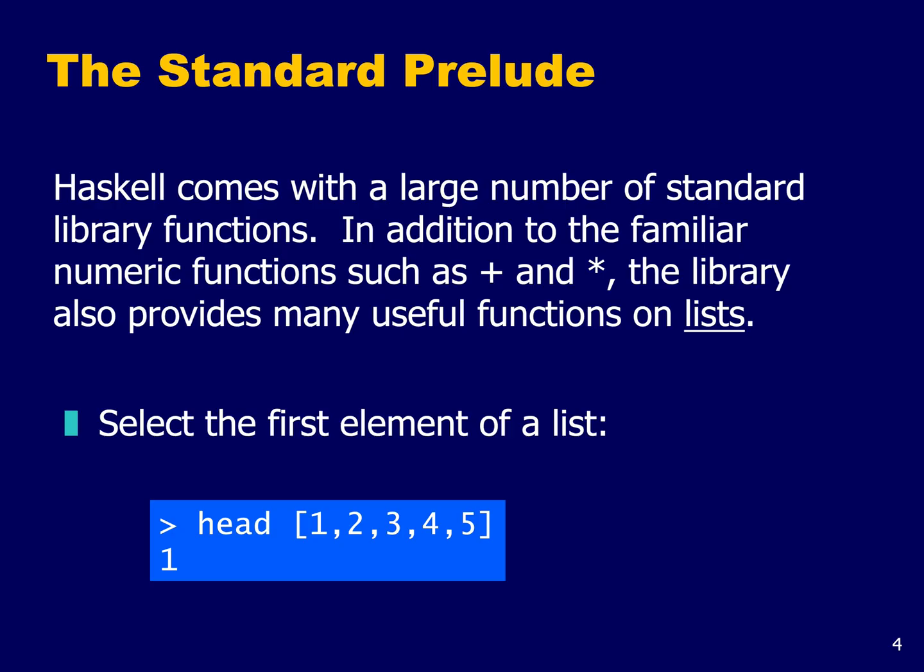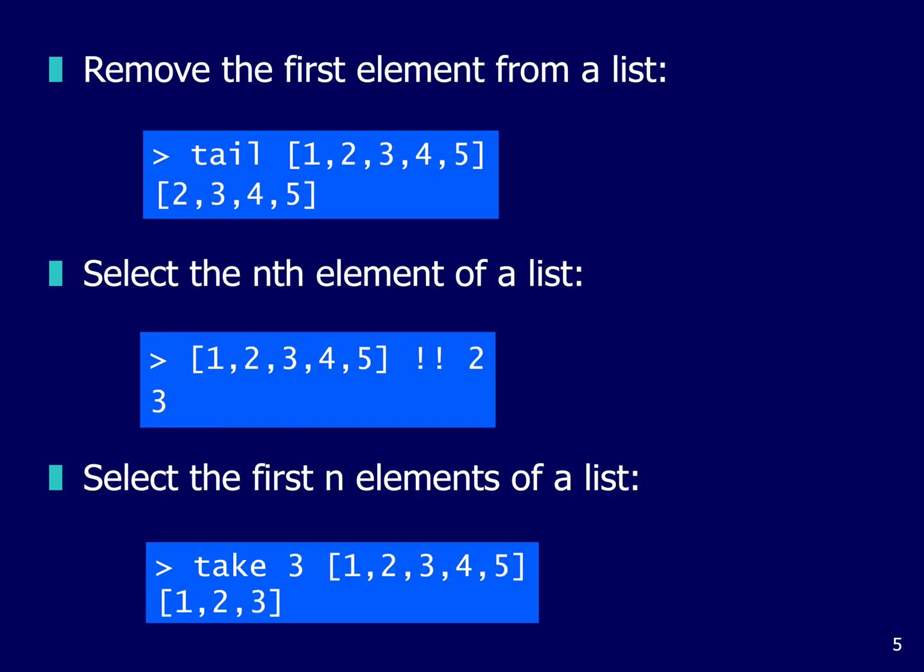So the first one of these is head. You can see here the little GHCi prompt, the greater than sign, and we're simply applying the head function to the list 1, 2, 3, 4, 5. And it simply gives you back the first element of a list. Very simple. The dual of the head function is called tail. So tail takes a list and it removes the first element from the list. So in the case here, it removes the 1 and then we get the 2, 3, 4, 5 back. So remember in Haskell, if you want the first thing in the list, you take the head. If you want to remove the first thing and get everything else, that's called taking the tail of the list.